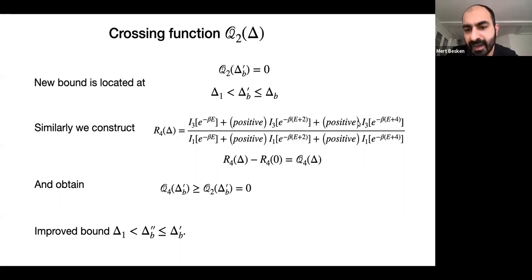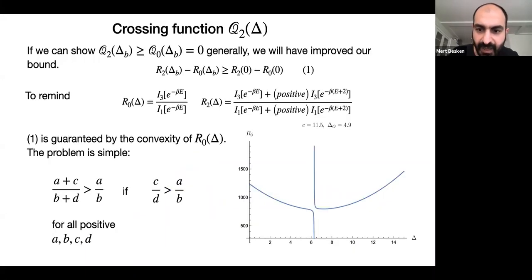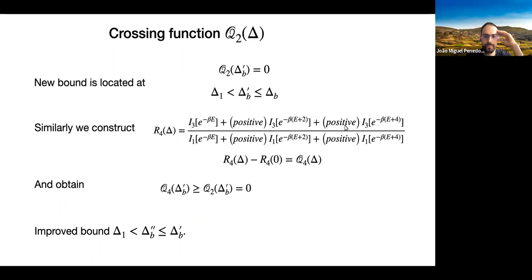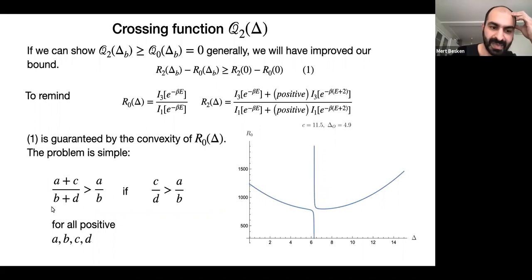Oh, yeah, because I'm just adding positive guys here. It has to stay positive. Here, delta B was by definition the point beyond which this Q0 was positive. And I'm just adding larger and larger fractions into the numerator and denominator. So I keep increasing this fraction. That's the idea. Sorry, if you add something large to the denominator, that doesn't mean that the function is larger. The thing is, I start with this A over B and add to it a C over D that is greater than A over B. That's what I do. And this is true, right? This relation here, that's what I'm using.